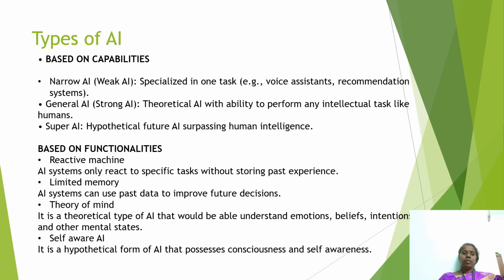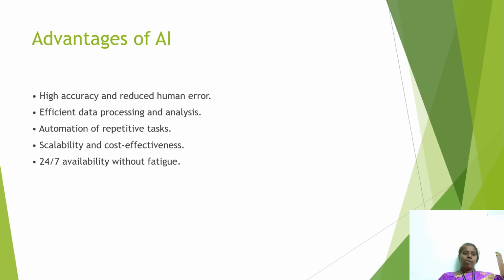The last type, we call self-aware AI. This type of AI is a hypothetical form of AI that possesses consciousness and self-awareness. It would have an understanding of its own existence and could make decisions based on that awareness. Next, we are going to discuss artificial intelligence advantages. Artificial intelligence offers a range of benefits that improve productivity, decision making, and user experience across multiple sectors.